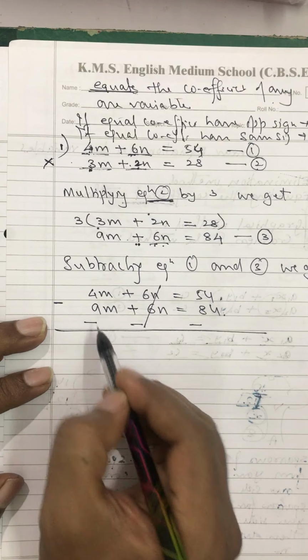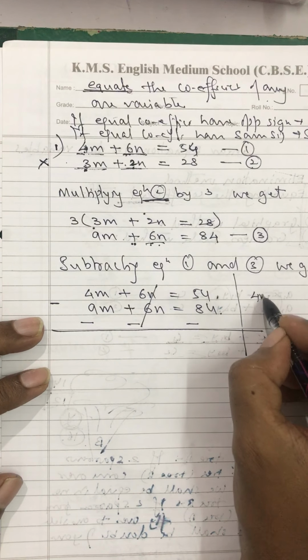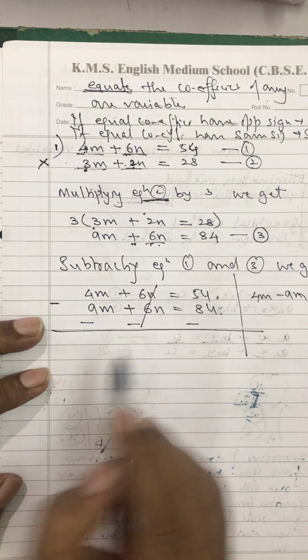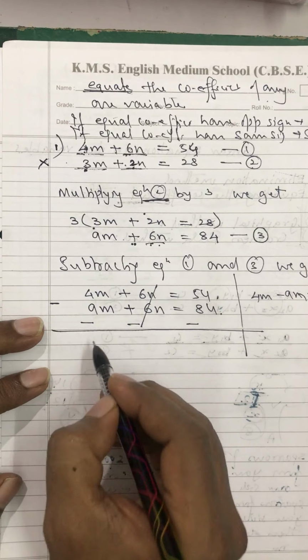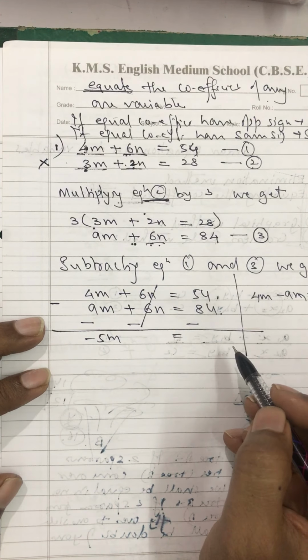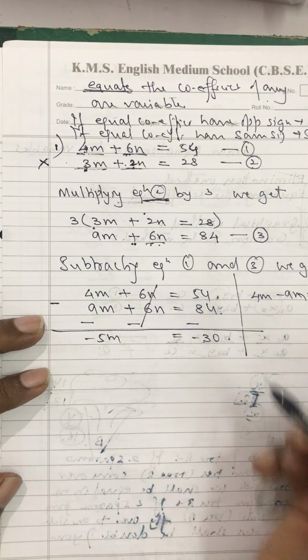And now 4m minus 9m. Try to understand this. 4m minus 9m. This you should be properly able to see. It is going to give me minus 5m. So minus 5m. 54 minus 84. 64, 74, 84. That will give me minus 30.